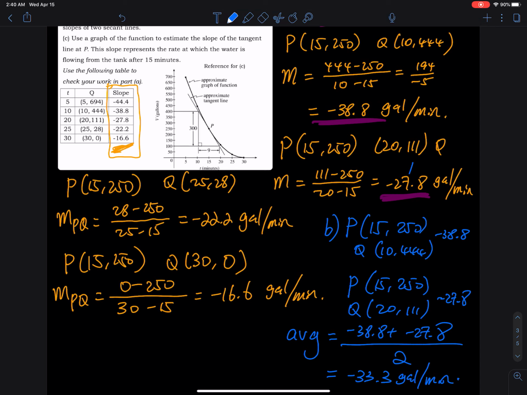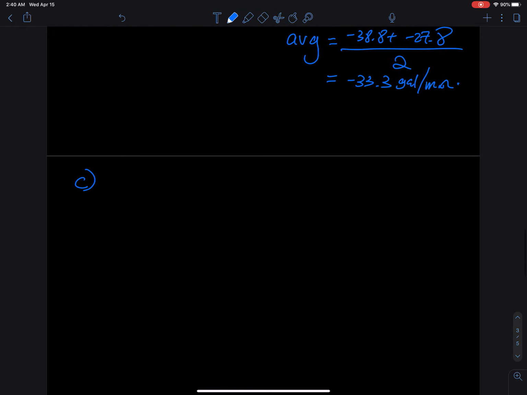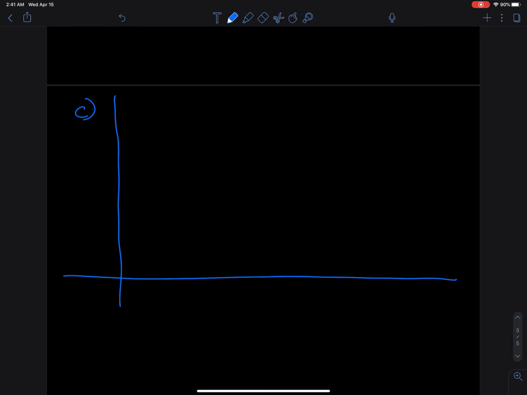C is: use a graph of the function to estimate the slope of the tangent line at P. The slope represents the rate at which the water is flowing from the tank after 15 minutes. If I draw a graph, it will be very messy, but I can try my best. First we draw a vertical axis and a horizontal axis. This one is the time in minutes, T, and this one is the volume in gallons. The time marks are at 5, 10, 20, 25, and 30.